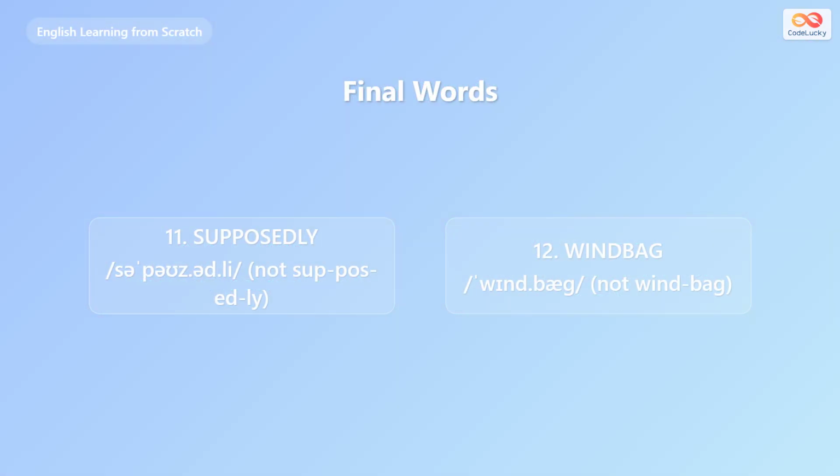We conclude with the final 2 words. Word 11 is supposedly. It has 4 syllables, supposedly. The stress is on the second syllable. Do not say supposably. Word 12 is windbag, meaning a talkative person. Pronounce the wind part with a short I sound like in win, not like the wind that blows. Say windbag clearly.